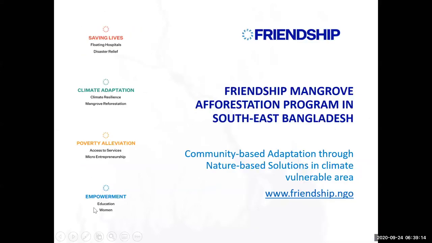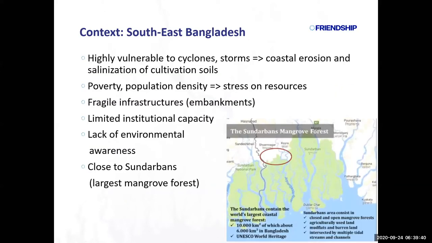Okay. This is from Friendship Bangladesh, founded by Runa Khan. We have been implementing our programs with an integrated approach since 2002, mostly in climate impacted areas. And we are now presenting the Friendship Mangrove Afforestation Program in Southeast Bangladesh, which is community-based adaptation through nature-based solution in climate vulnerable communities. Bangladesh is highly vulnerable to cyclones, storms and erosion, and is locked by the Himalaya in the north and the Bay of Bengal in the south.